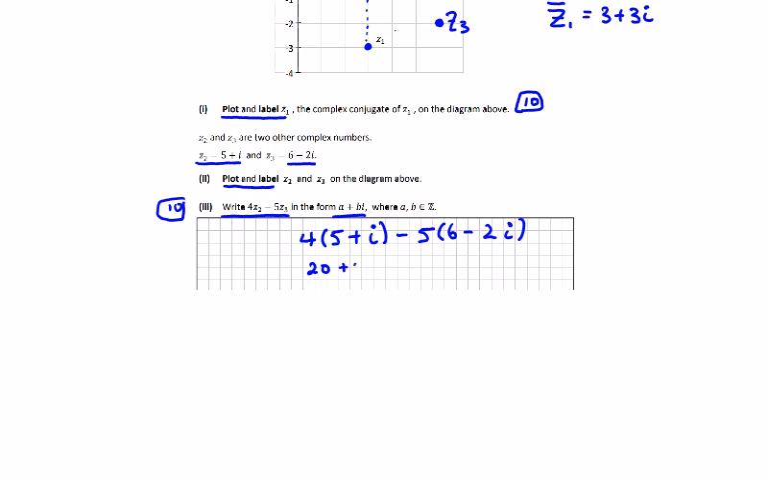4 5s are 20, plus 4i, minus 5 6s are 30. And then it'll be plus 10i because of the minus 5 by the minus 2. So bringing the i's together, we have 10 of them and we have 4 of them, so we're going to have 14i. And the real number is 20 minus 30, which is minus 10. And that's the end of this part for 10 marks. And we normally write it with the real number first, so minus 10 plus 14i.